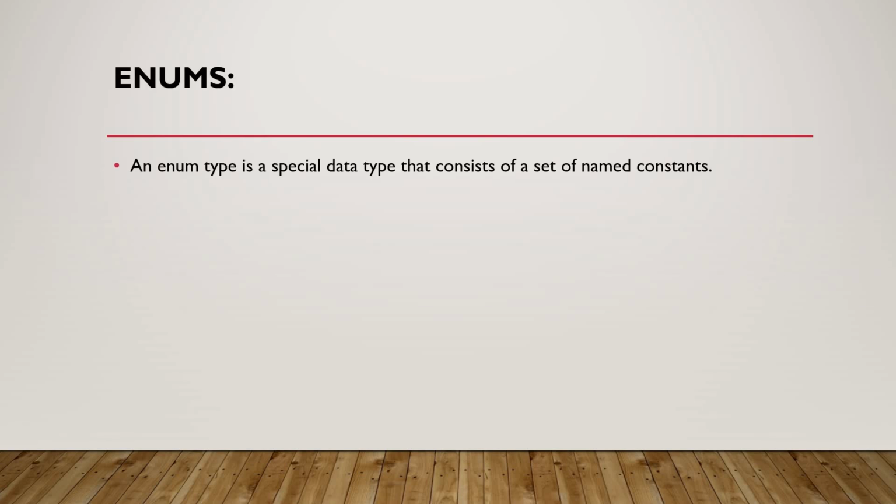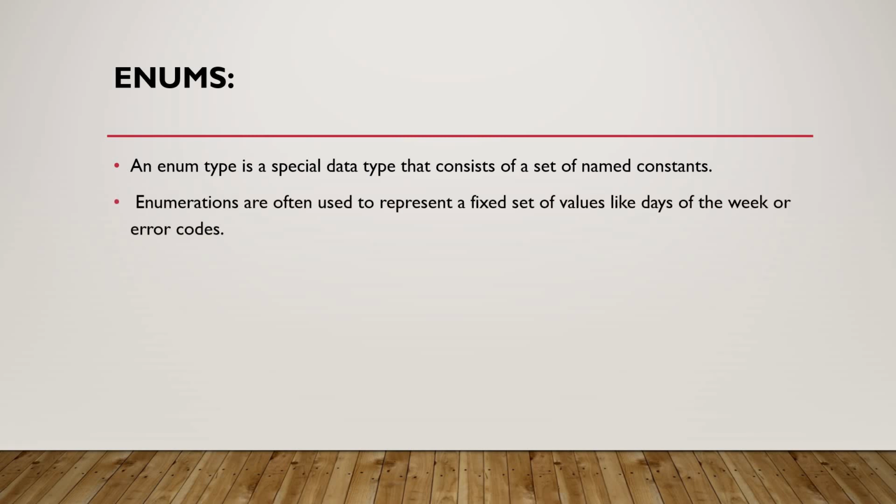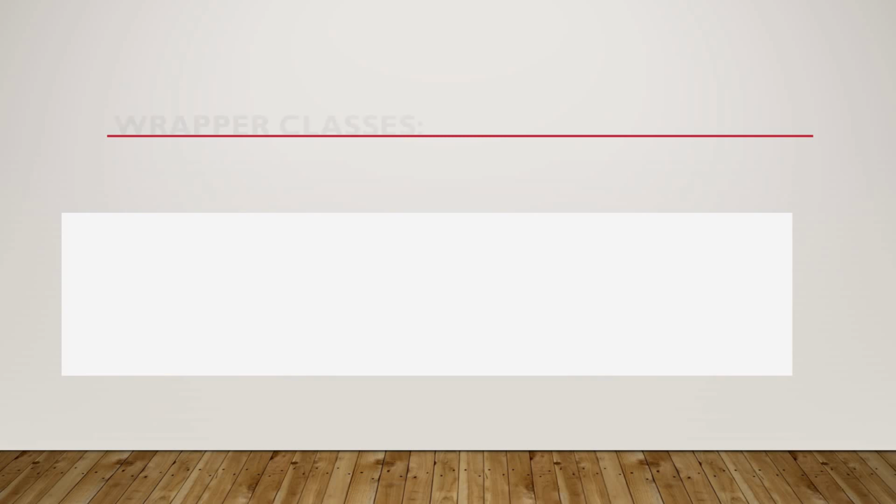Now coming to the enums part. An enum type is a special data type that consists of a set of named constants. Enumerations are often used to represent a fixed set of values like days of the week or error codes.